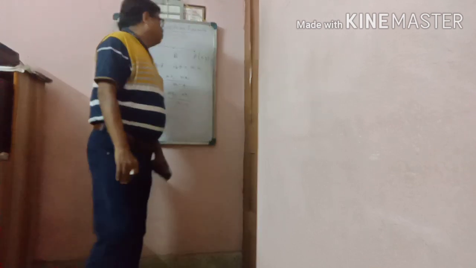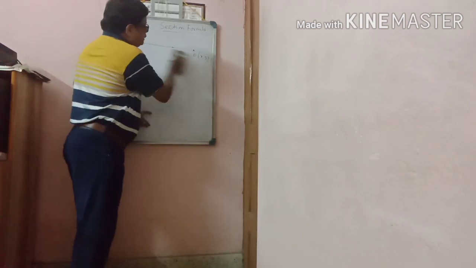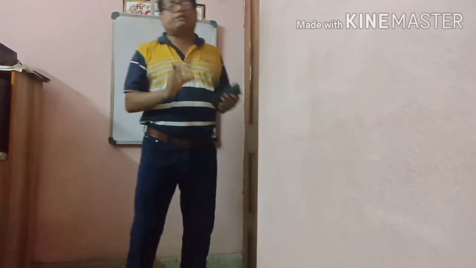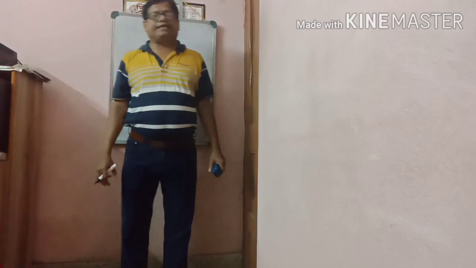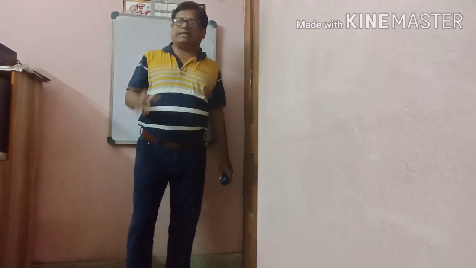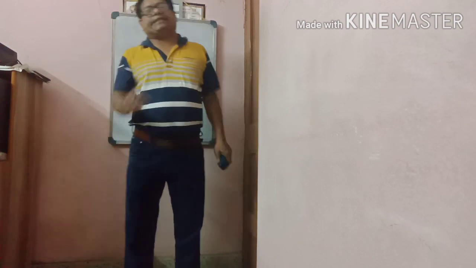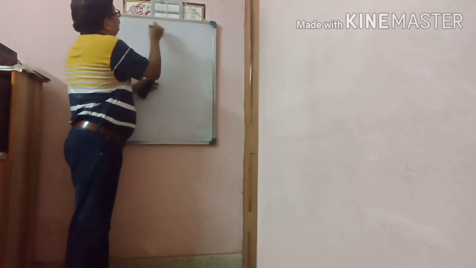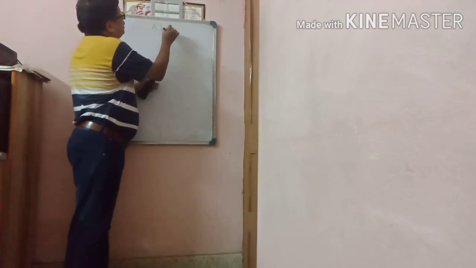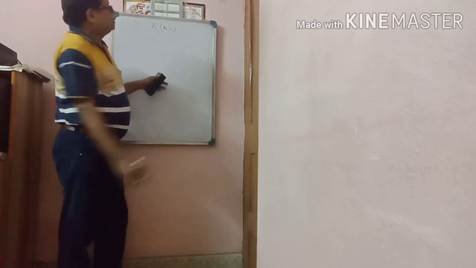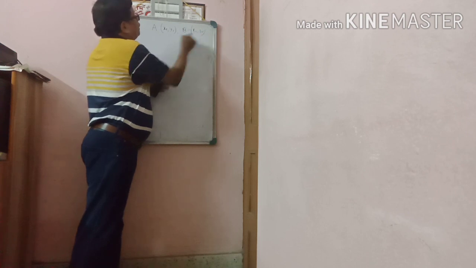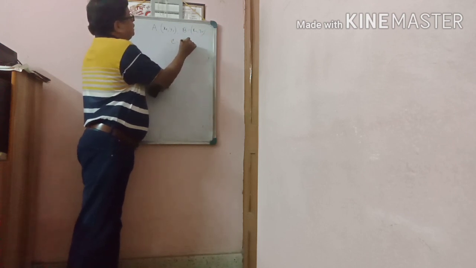Now, with the help of coordinate geometry, how to find the area of the triangle? As in all triangles, area is half base into height, but here the three vertices are given. Suppose A coordinate is given, x1 y1. The coordinate B is given, x2 y2, and C is given, x3 y3.